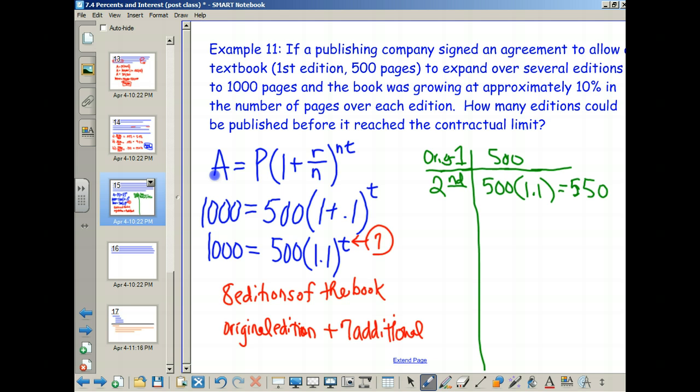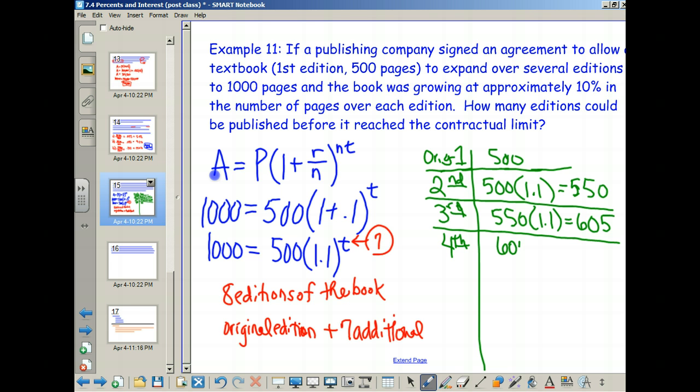Okay, but then we do the same thing again. So we do our third edition. We take the 550, that's our previous edition, and we multiply it by 1.1. As we're working this, we need to round to a whole number of pages because that's reasonable. Okay? So what is 550 times 1.1? 605. Okay. I'll do one more line of this and then I'm going to leave the rest as an exercise to the reader.